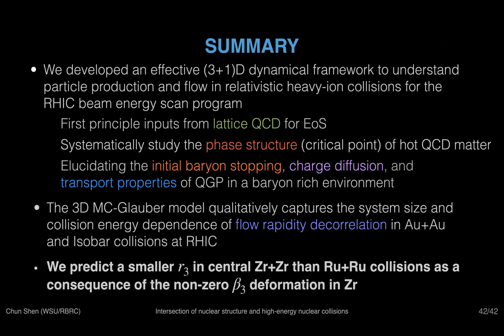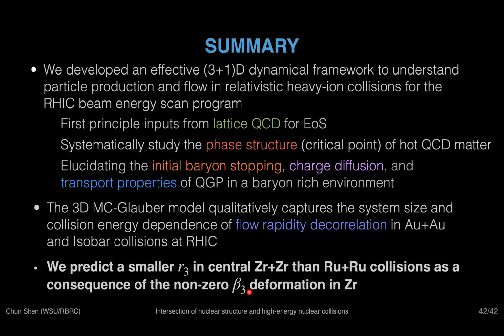So that's all I have. We want to convince you that we have a 3D model that tries to understand the production of heavy-ion collisions. The main goal is to understand initial stopping, diffusion, and transport properties of the quark-gluon plasma in various environments. In this case, we studied the flow decorrelations using this 3D model for gold and isobar. So this gives us both energy and system size dependence.